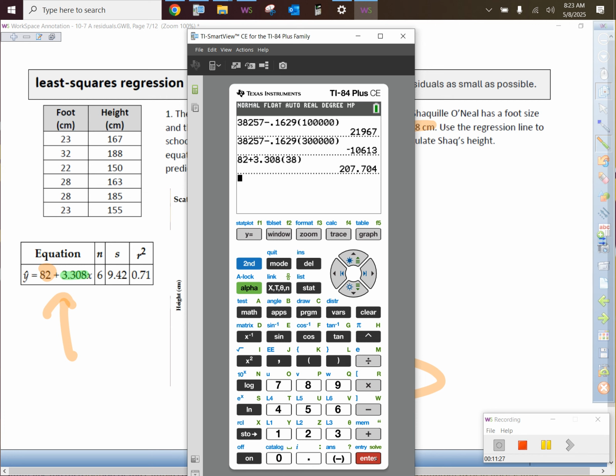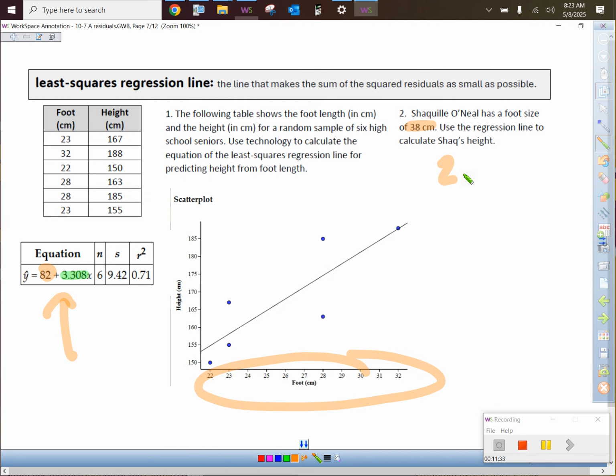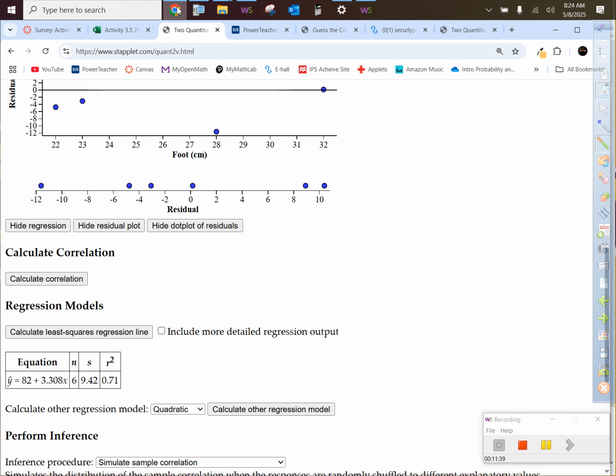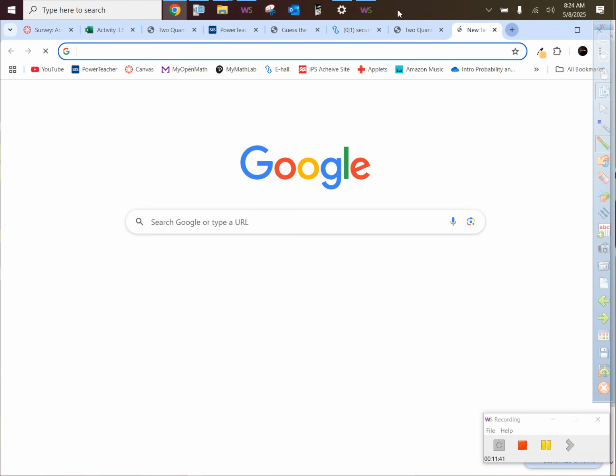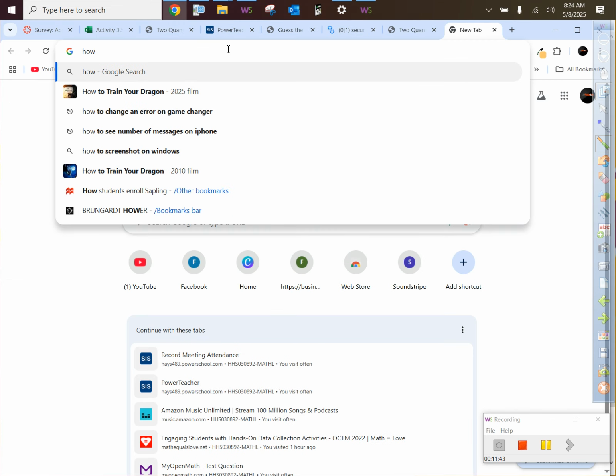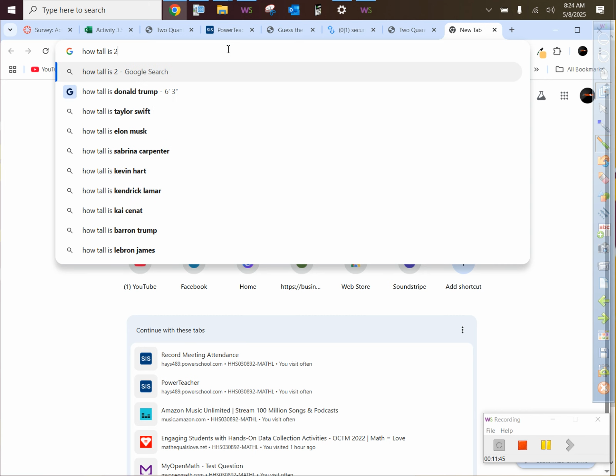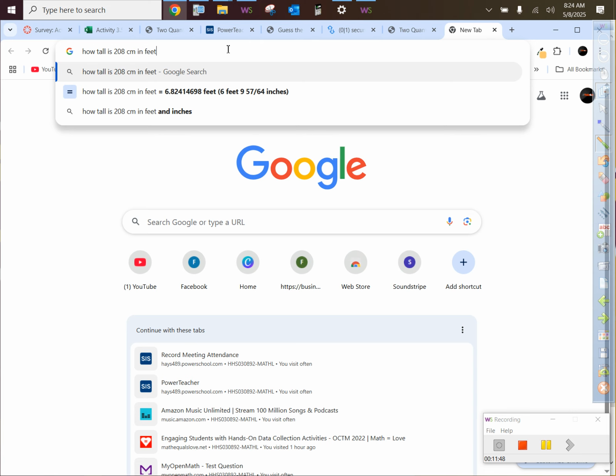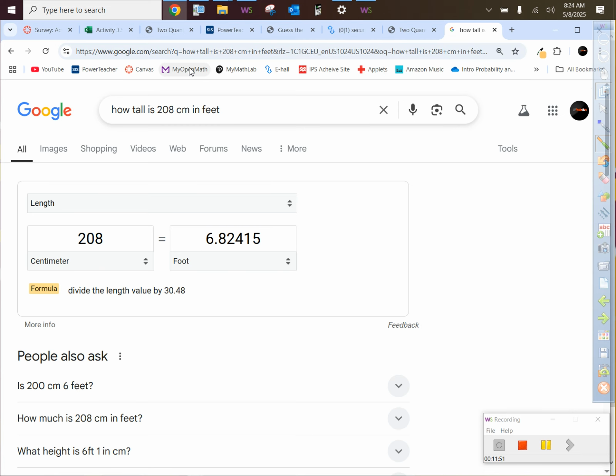Does that sound all right? You know, it's like he's 208 centimeters tall. And I think every human being in the world would ask, how tall is that? So I'll go to Google and do it. How tall is 208 centimeters in feet and inches? What do you think? It's not 6'8", it's 6.8 feet, which is probably like 6'10". Are you with me on that?